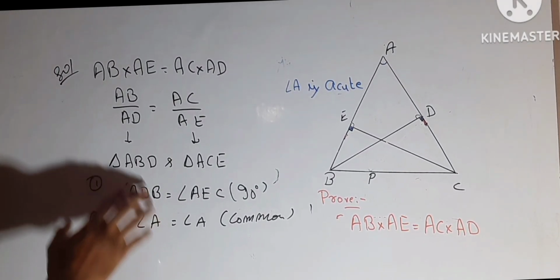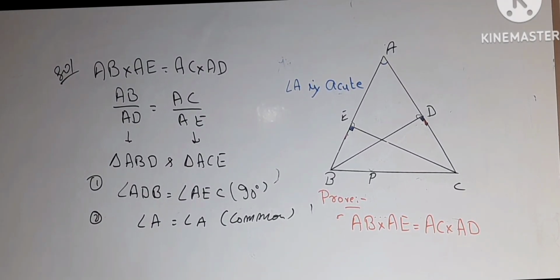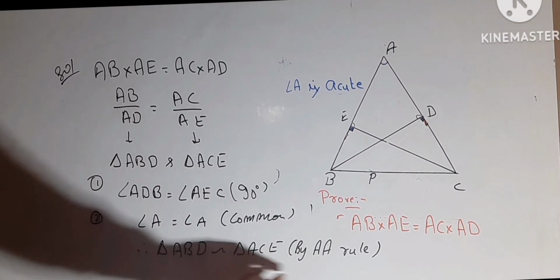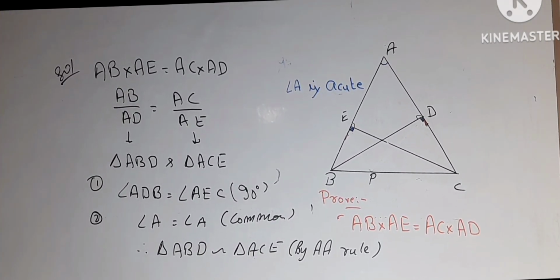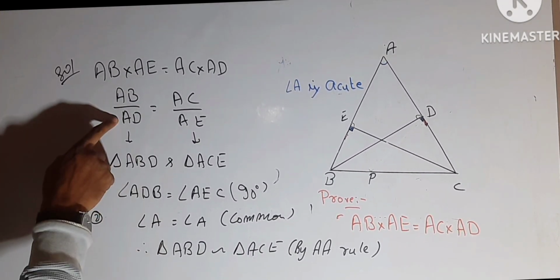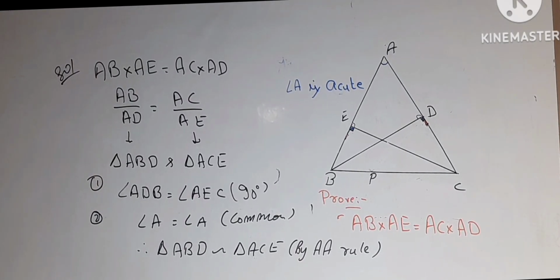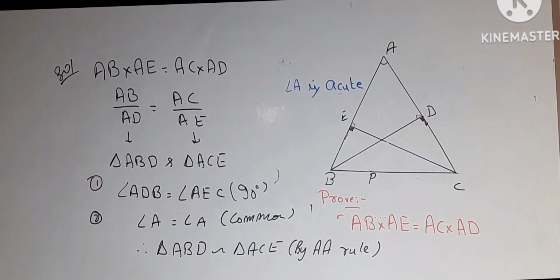So after that, what will you do? These two triangles are similar, and we said the two triangles are similar by the AA angle rule. After that, you will write this one and you will write this one. It's done. The sum is done. You understood how to do the sums? Very easy.